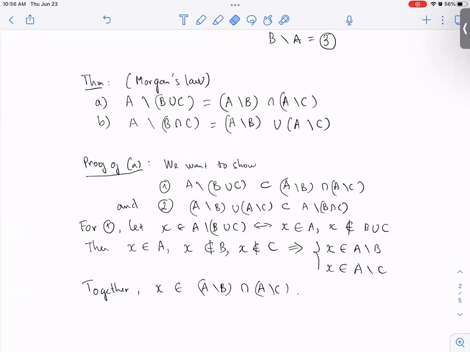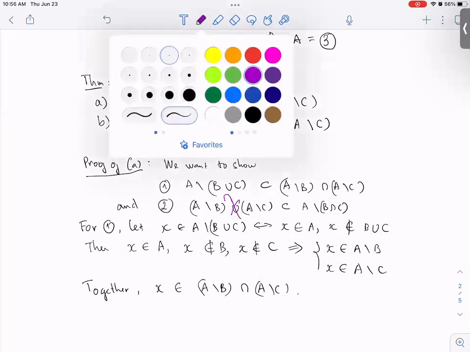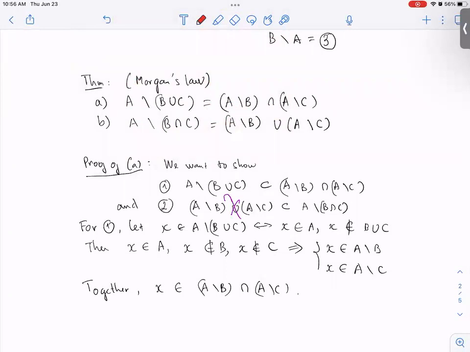by the way, there's a typo here. This one, this would be the union, not the intersection. So let me use another color to emphasize this is the union. Okay.